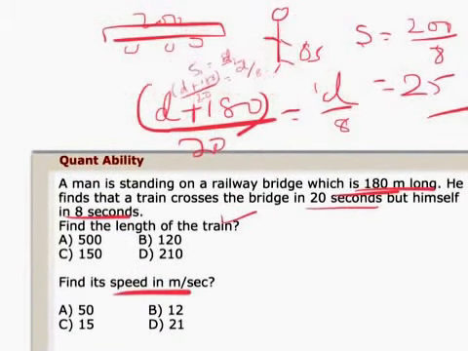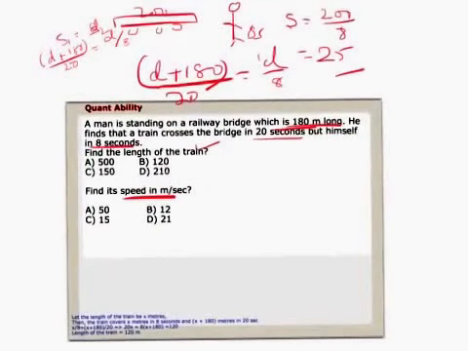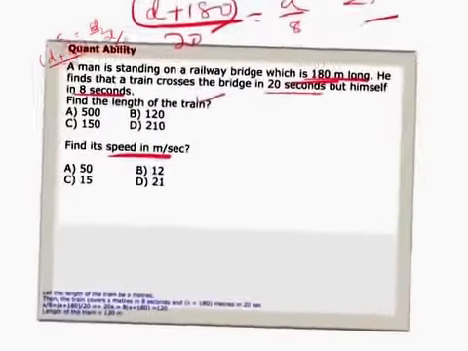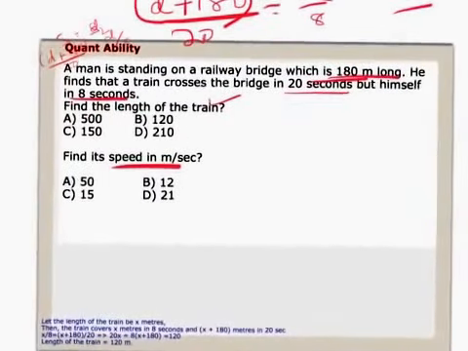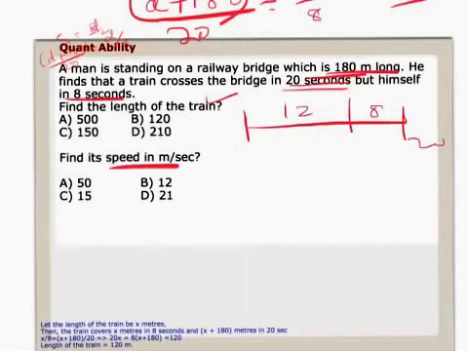So let me take the calculation part on the side, so that we can talk about the other things. Alright, so if I try to use my shortcut here, let's see. The total time taken for the bridge and the man is 20 seconds. So out of this total 20 seconds, can I say 12 seconds is for the bridge and 8 seconds for the man?